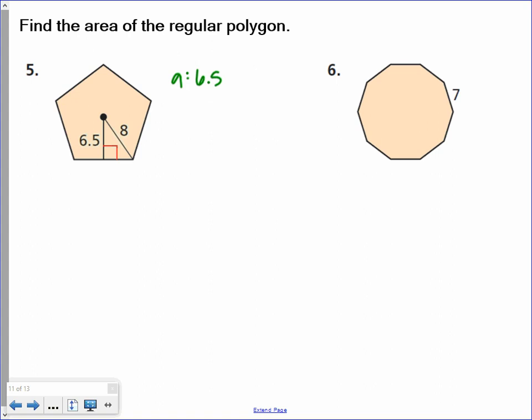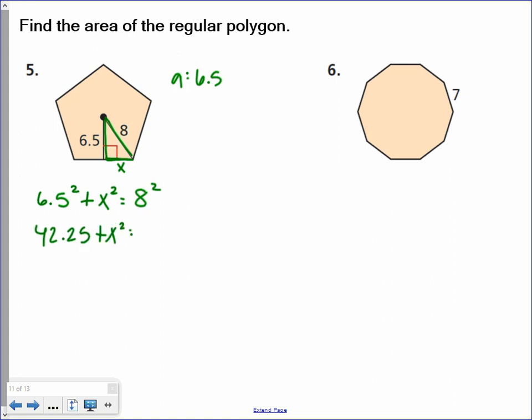Okay? But you can't find perimeter here because you don't know any of the side lengths. So what we can do, since I have a lovely little right triangle here, is find this little piece right here using the Pythagorean theorem. 6.5 squared plus x squared equals 8 squared. I've got to go through this quickly.